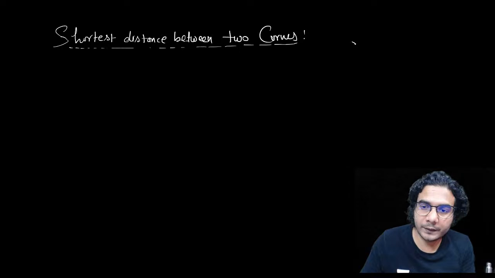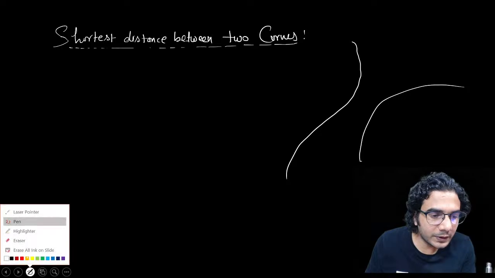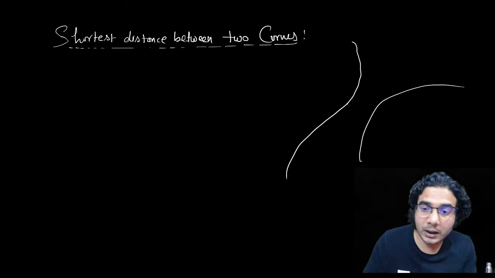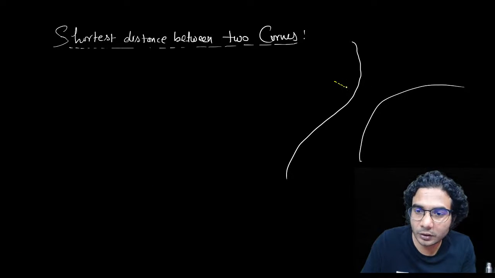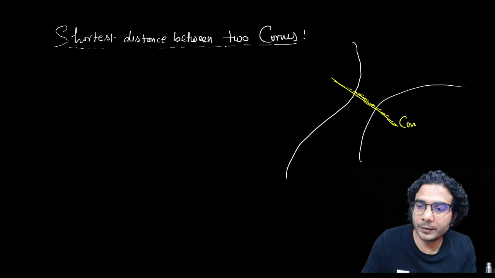So see, whenever you have two curves like this, and this is another curve, then the shortest distance between two curves occurs along their common normal. Say this is a common normal, okay? So if this line is a common normal, generally it happens that the shortest distance occurs along their common normal.